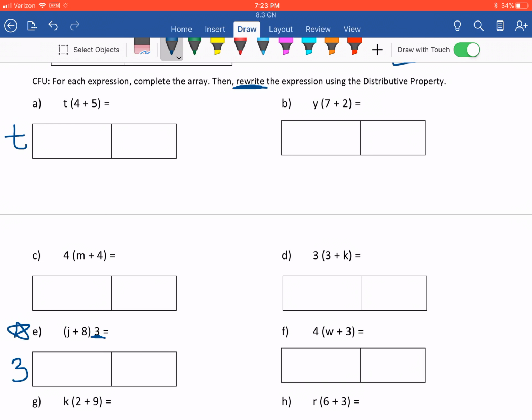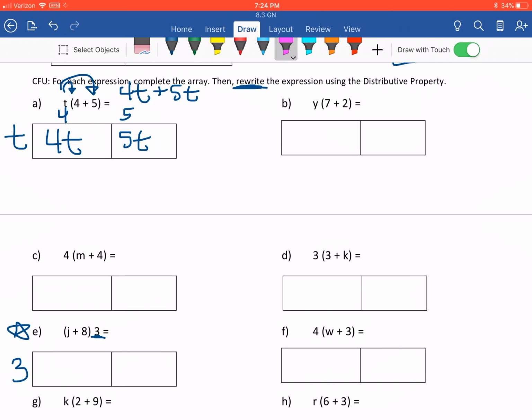All right, going back up to letter A, T goes on the outside, 4 goes on top, 5 goes on bottom. I'm going to make these a little bit smaller because it's going to be hard to read what I need to do after this. 4, 5. So the area of this one would be 4t. The area of this one would be 5t. If I were to distribute here, t to the 4, t to the 5, this becomes 4t plus 5t.